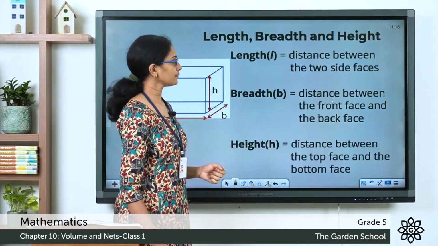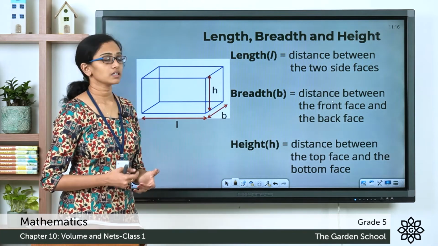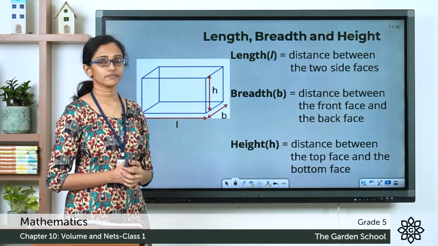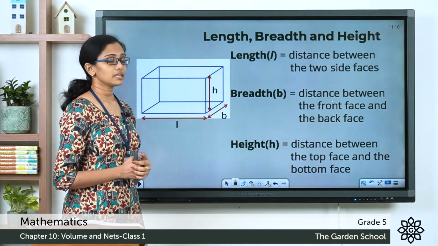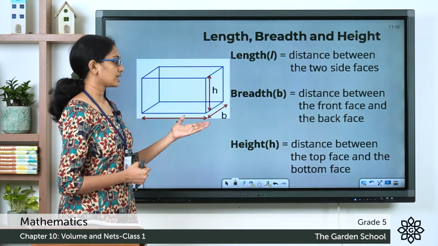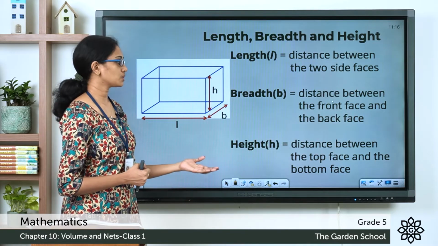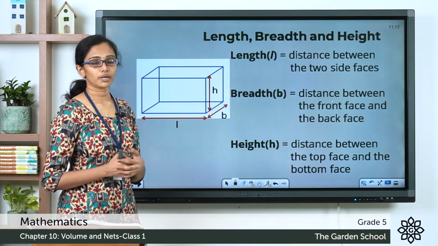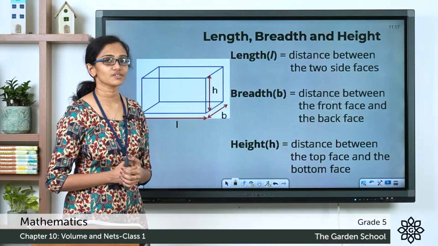Let's see that again. The length or L is the distance between the two side faces and breadth B is the distance between the front face and the back face and the height H is the distance between the top face and the bottom face. So I hope this is clear to you now.